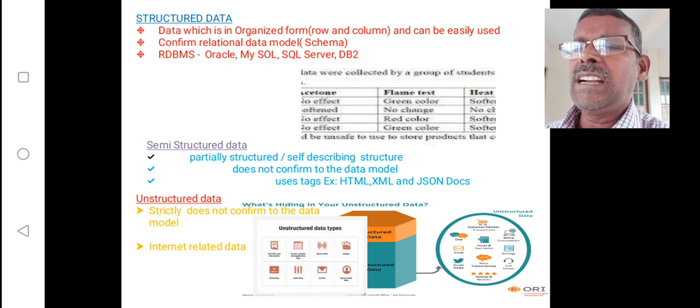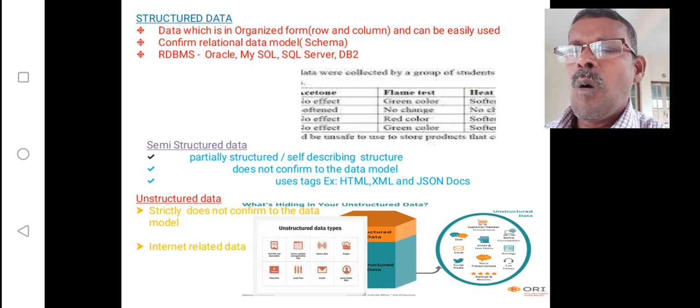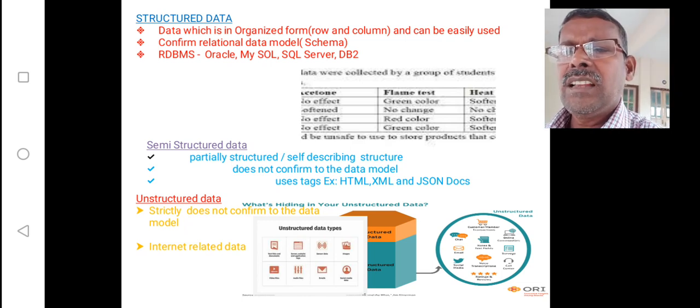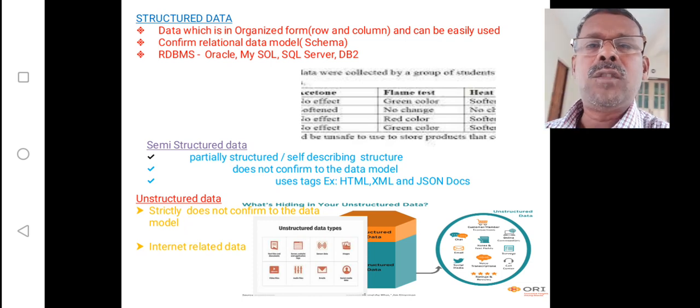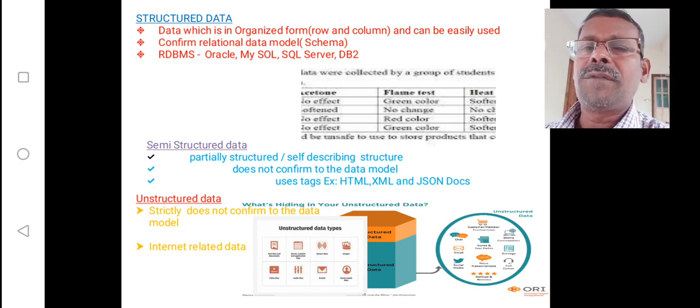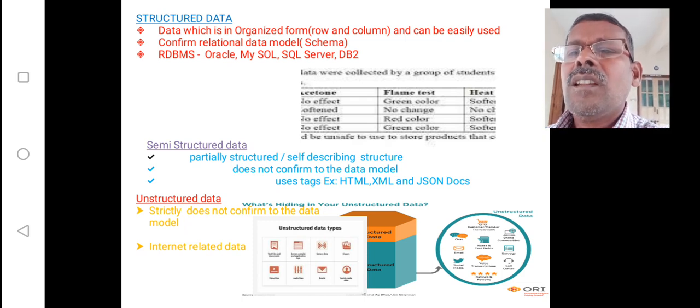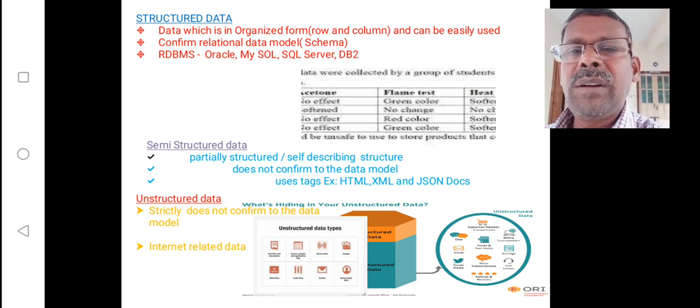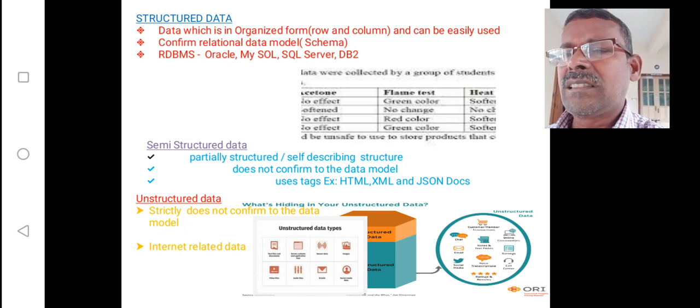What are relational database management systems? Oracle, MySQL, SQL Server and DB2. These are some popular RDBMS software. For your better understanding, a figure is given showing how data is organized in row and column manner in a table and within a database.